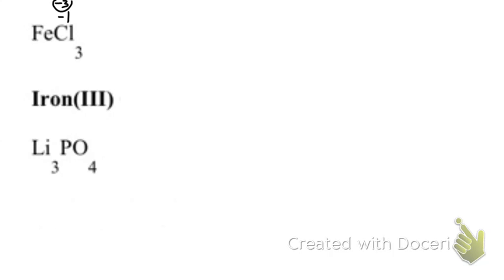So we write the charge inside the parentheses as iron 3, and then we continue naming an element, chlorine, but we change the ending to "ide", iron 3 chloride. Final answer.